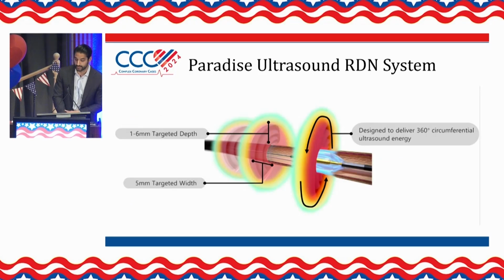The Paradise system is one that's based on ultrasound, that targets mostly the proximal renal ganglia and the nerves. The idea here is it uses ultrasound to disrupt these nerves' functioning, thereby again decreasing the overall sympathetic tone that is brought by these nerves.